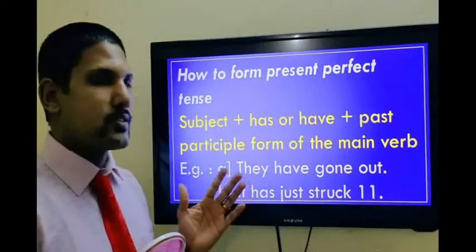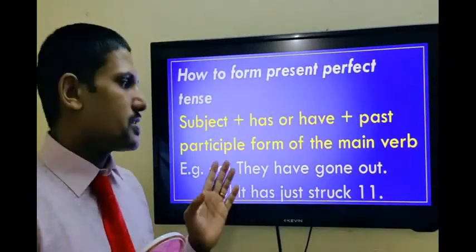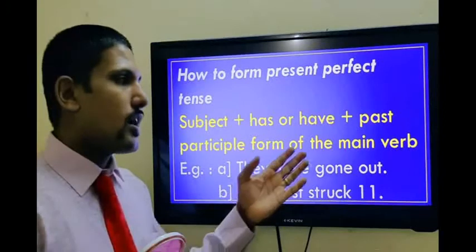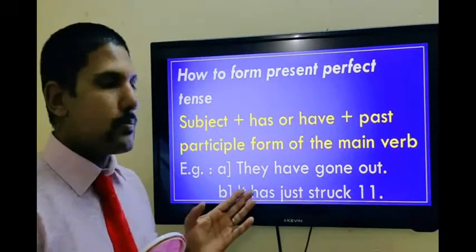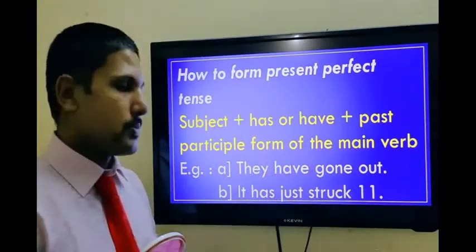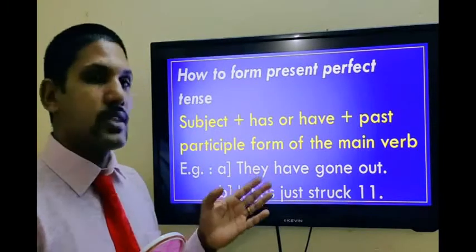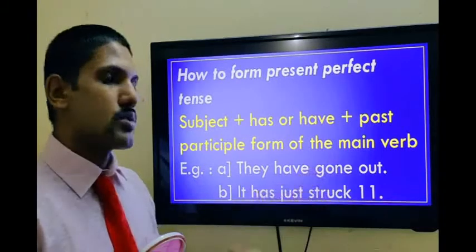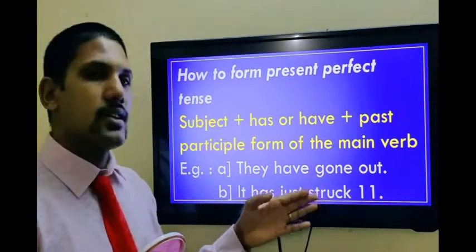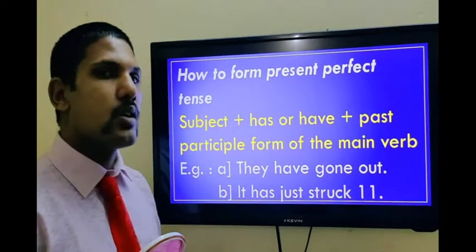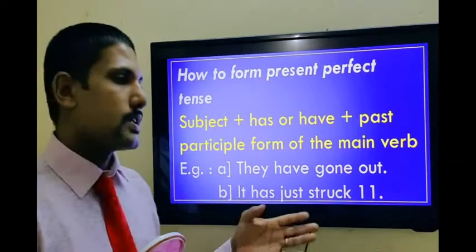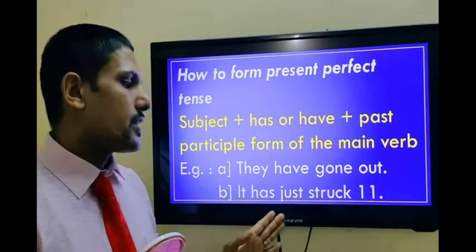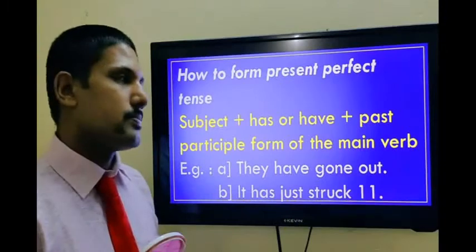How to form present perfect tense? Subject plus has or have plus past participle form of the main verb. Means third form of the verb. Examples. They have gone out. Gone is the third form of the verb go. Go, went, gone. It has just struck 11.